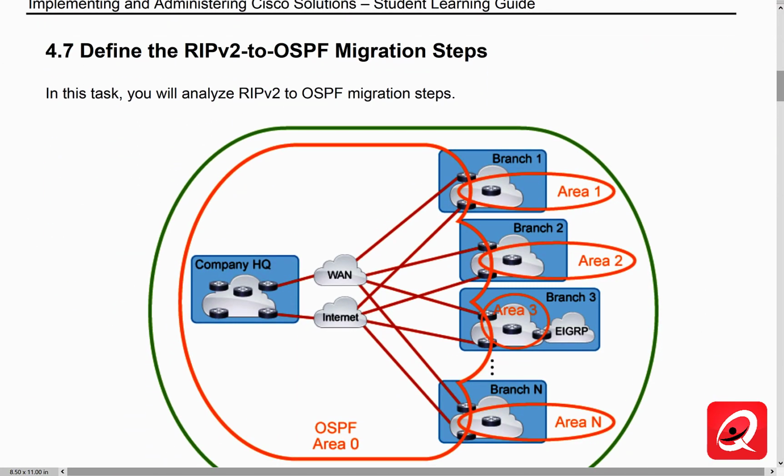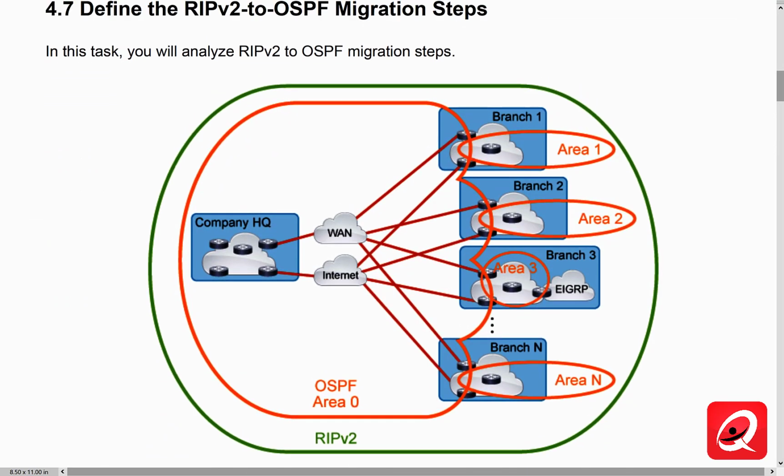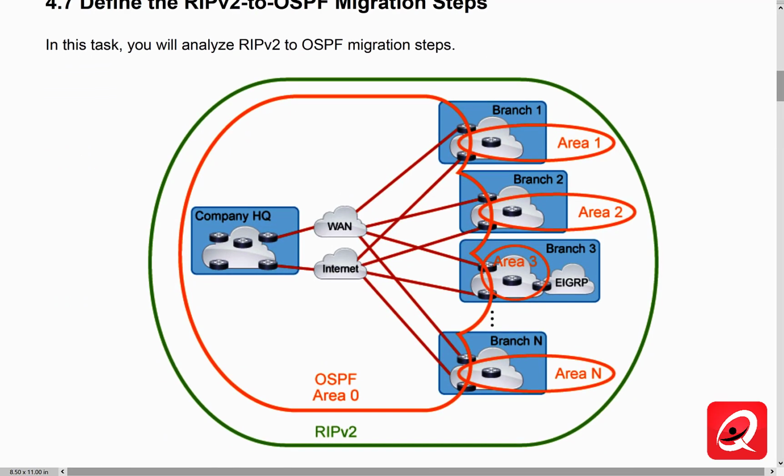What are the migration steps? This is an interesting concept, right? We're running RIP version 2 across the entire domain, with the exception of EIGRP being redistributed into RIP version 2. The issue that we have is that RIP version 2 has a default administrative distance of 120. OSPF has an administrative distance of 110. So as soon as we start implementing OSPF, OSPF is going to become the preferred protocol.